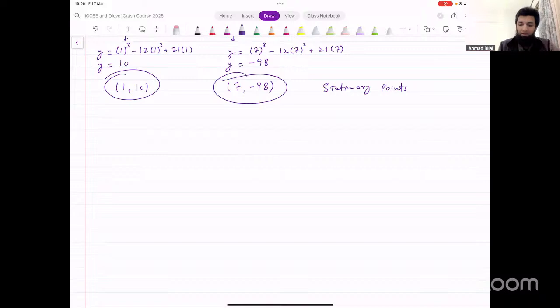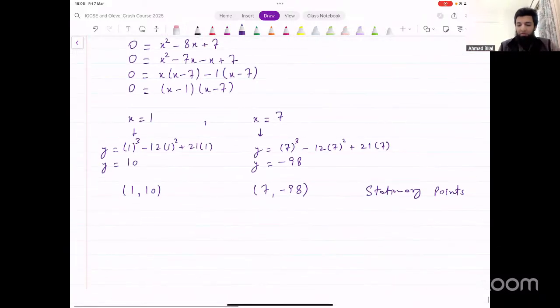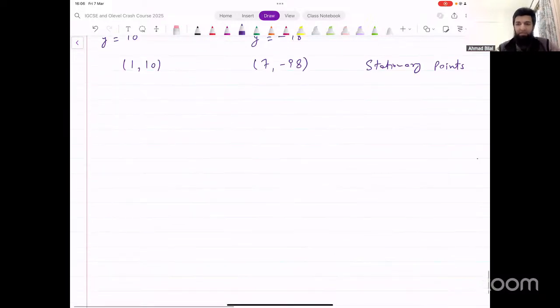How do we know that? For this, we need to use something that we call the second derivative. The second derivative means to find the derivative of the derivative. So basically, we want to differentiate the function once more, because that is what gives us whether the point is a maximum or a minimum. One way to do it is using a sketch.